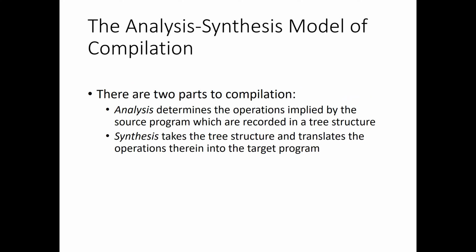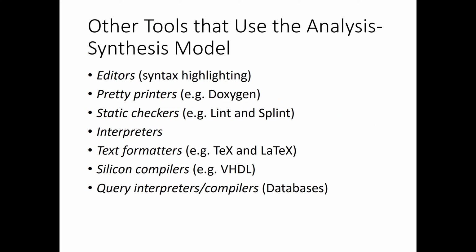In the analysis-synthesis model of compilation, there are two parts of compilation. One is analysis, the next one is synthesis. Analysis is nothing but the source program being converted into a particular intermediate language. That intermediate language is converted into a target program in the synthesis task. These are the two tasks available in compilation. There are other different models, those are editors, pretty printer, static checker, interpreter, text formatter, silicon compiler, query interpreter. These are the different analysis-synthesis model tools available.